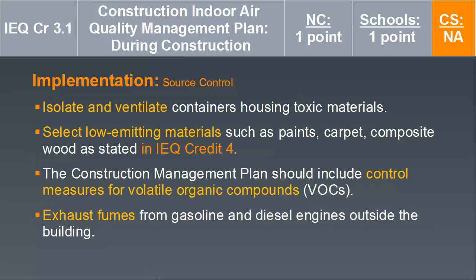Implementation of the source control component of the SMACNA guideline includes isolating and ventilating containers using toxic materials or housing toxic materials. Select low-emitting materials such as paints, carpet, composite wood. And this has synergy with Indoor Environmental Quality Credit 4, low-emitting materials. The construction management plan should include control measures for volatile organic compounds, known as VOCs, and exhaust fumes from gasoline and diesel engines outside the building.